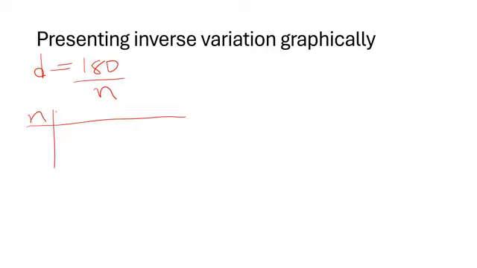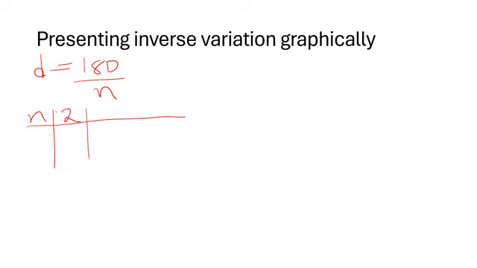Okay, now let us present inverse variation graphically. We are going to consider the example we just saw, which we had when d is equal to 180 over n. From the look of things, the number of days depends on the number of men, which means the number of men is independent. So let us put up a table. Variable n is the number of men.